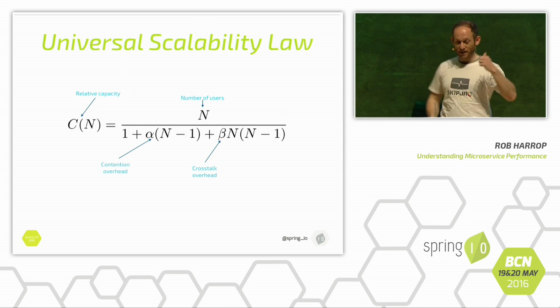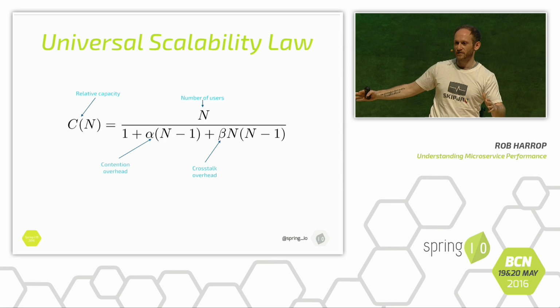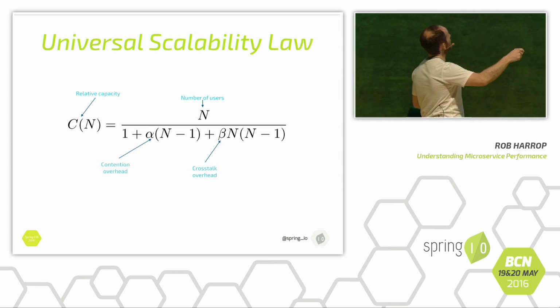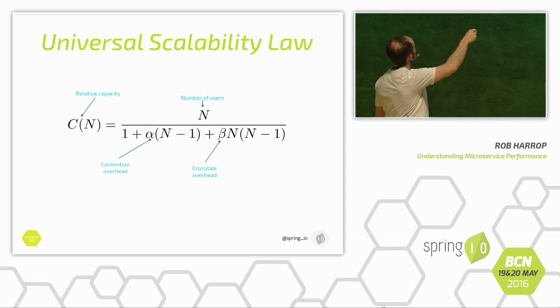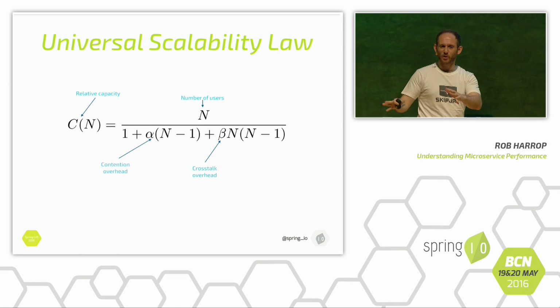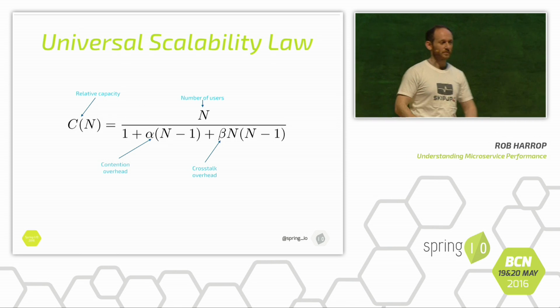The universal scalability law is this. It says that the relative capacity with n, and n could either be the number of users or the number of machines, depending on which angle you're looking at the problem from, is basically proportionate to this. It's the number of users or machines, and then you've got this kind of denominator here that's actually kind of interesting, but it's easy to break it down. The one factor here is what it would be if it was linearly scalable.